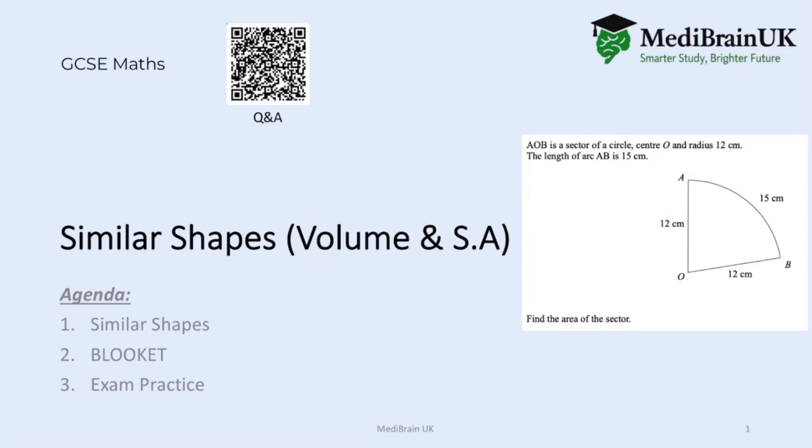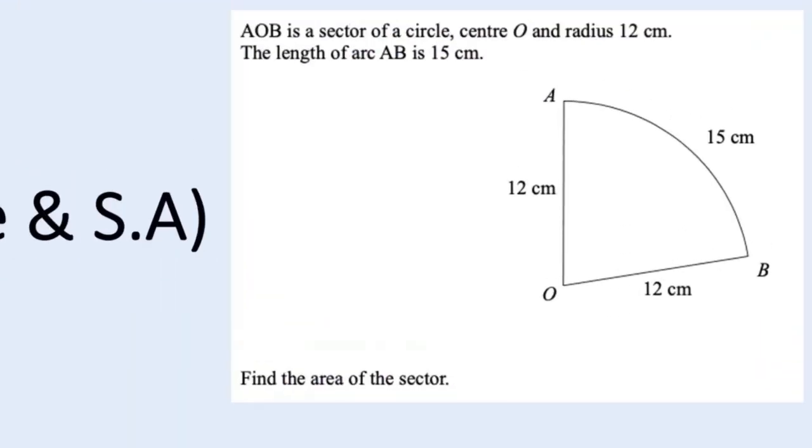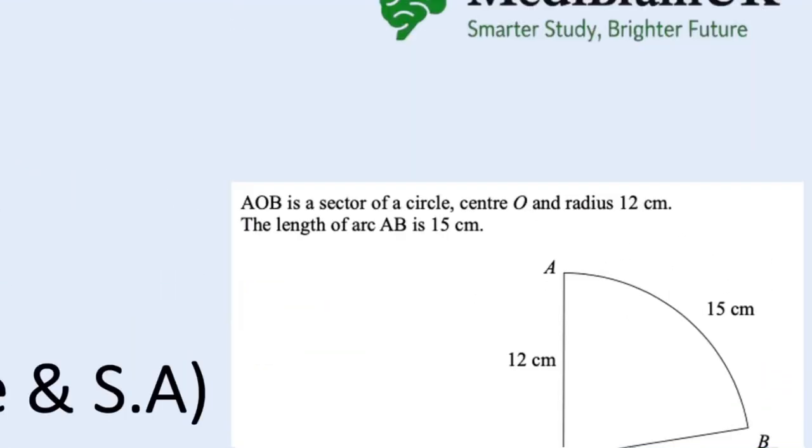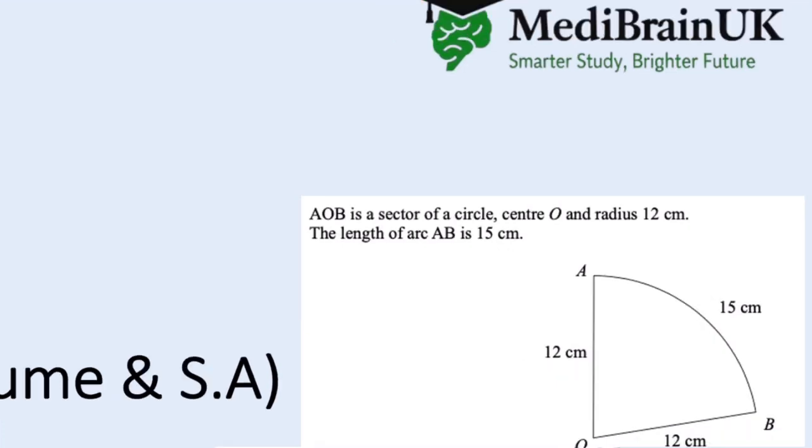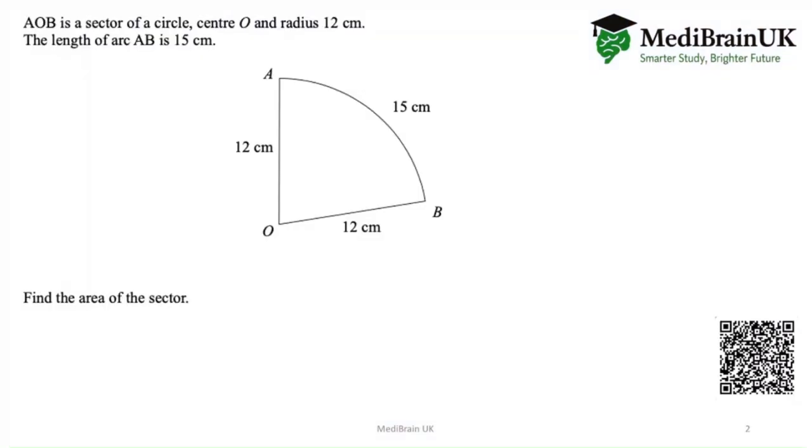Okay, so we had this starter question on the screen, and this was a slightly difficult question compared to what we've had in previous lessons. It's part of our last topic, but we just didn't get onto it in our last lesson. So it says over here, AOB is a sector of a circle, center O and radius 12 centimeters. The length of the arc AB is 15 centimeters. Find the area of the sector.